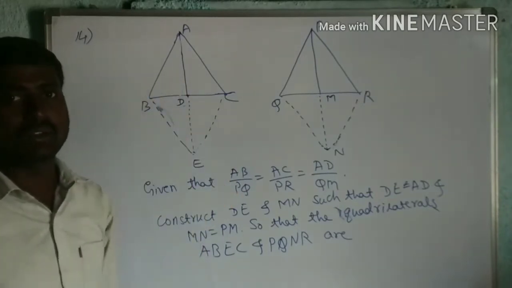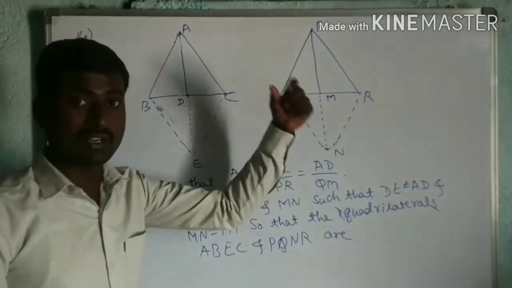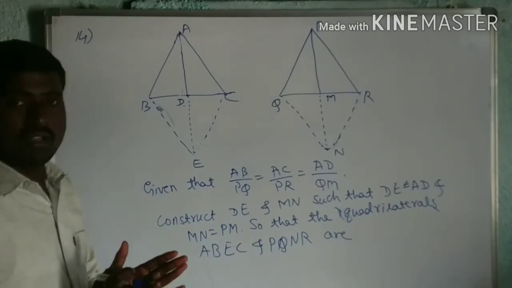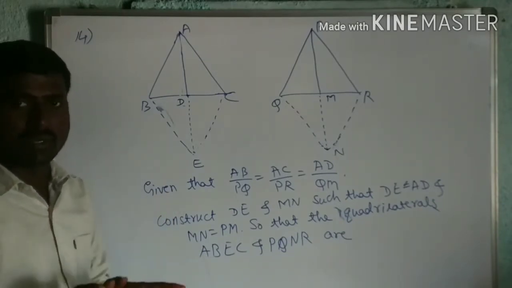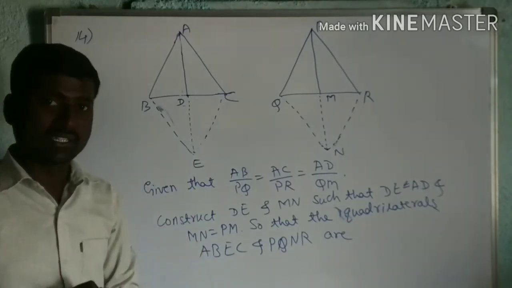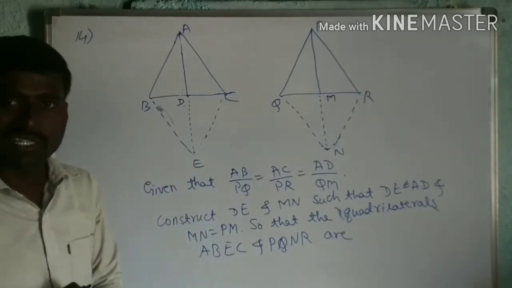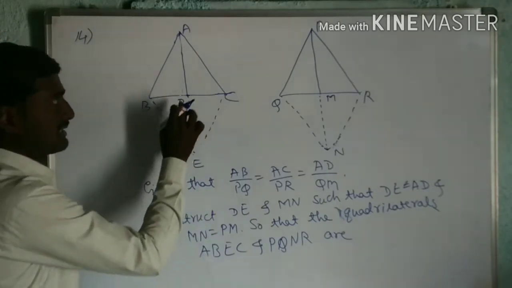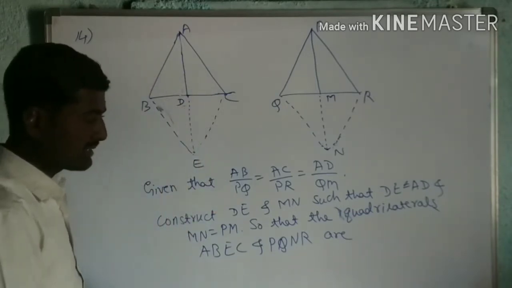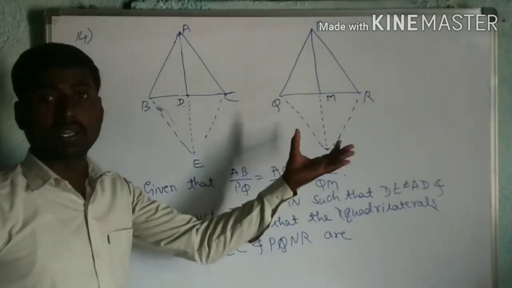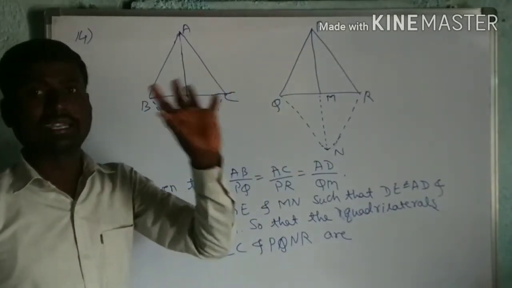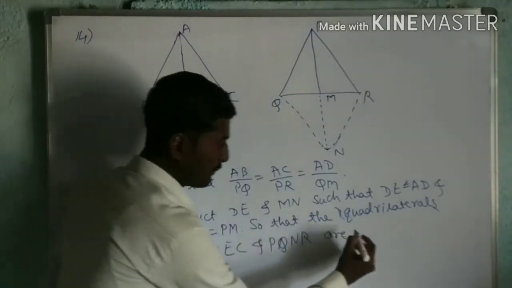Remaining one is a parallelogram. So these two quadrilaterals must be the parallelogram. Why? Because in a parallelogram opposite sides are equal. That is one condition. And diagonals bisect each other, and diagonals are not equal in a parallelogram. So in this condition, diagonals are not equal and they are bisecting each other. It means these two quadrilaterals must be the parallelogram, not any other square or rhombus or rectangle. So these two quadrilaterals are parallelograms.